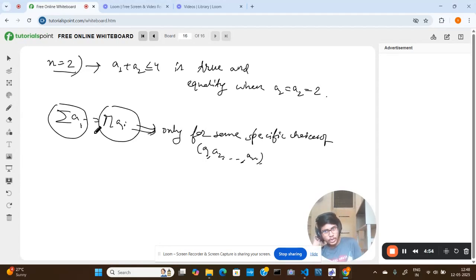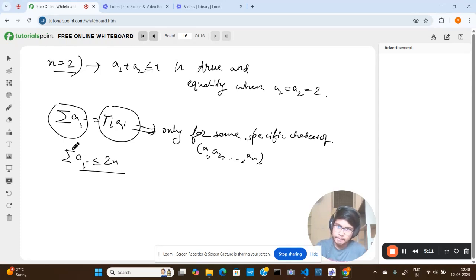So you can feel why there is an upper bound on the sum of the n positive integers, because the numbers cannot be very large. If the numbers are very large, the product will be larger than the sum. This is the main intuitive idea.